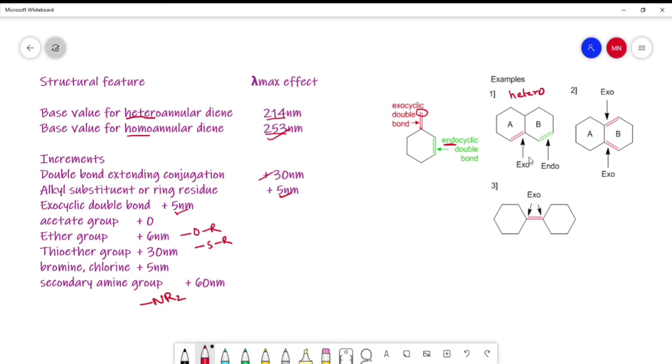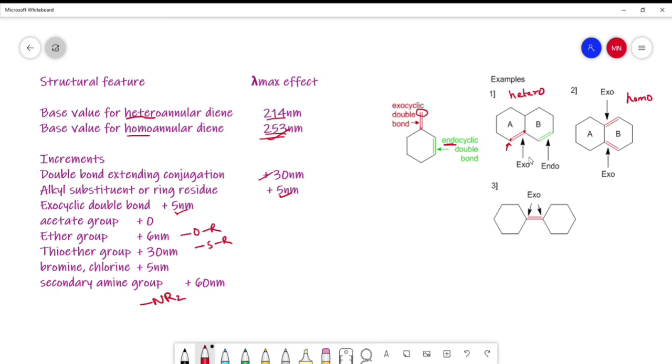Now this double bond is endocyclic with respect to ring A, but this double bond is exocyclic with respect to ring B, because it is projecting away from B, and this carbon is outside ring B. So it is an exocyclic double bond. Now if you are considering this system, the diene component is in the same ring. Such systems are called homoannular diene systems, and the base value is 253 nanometer.